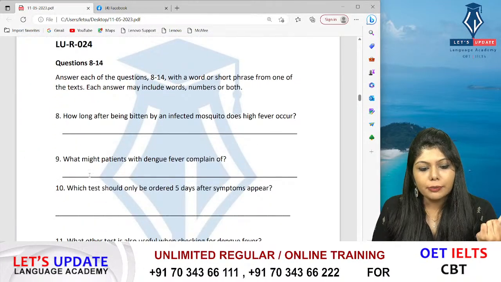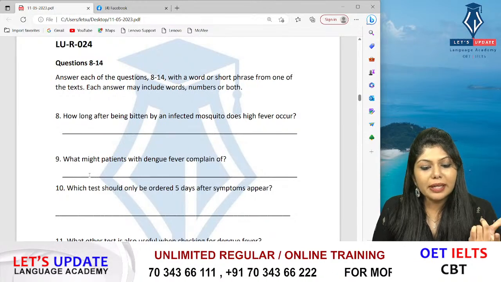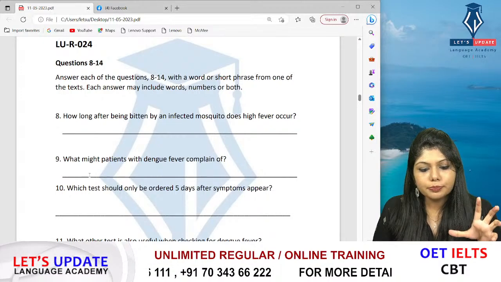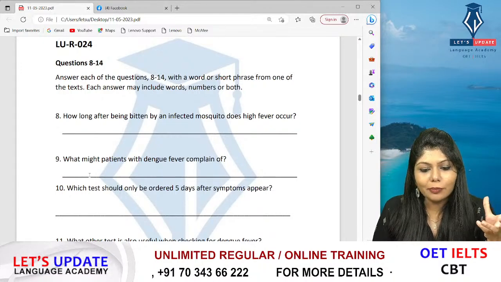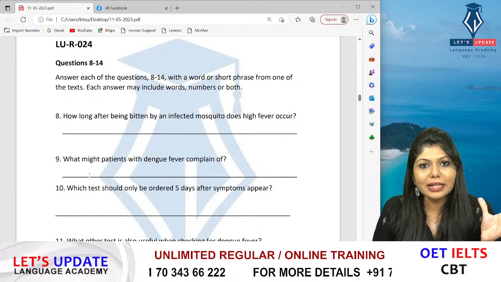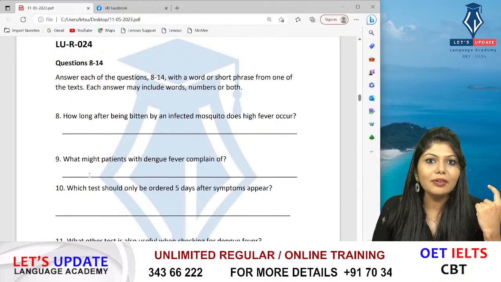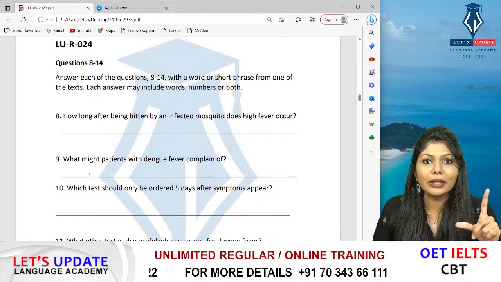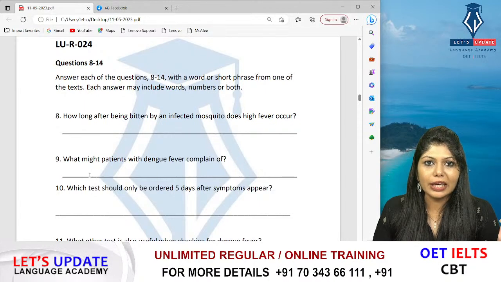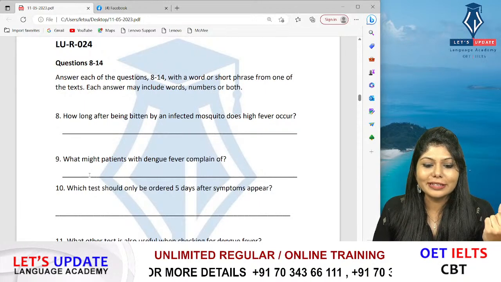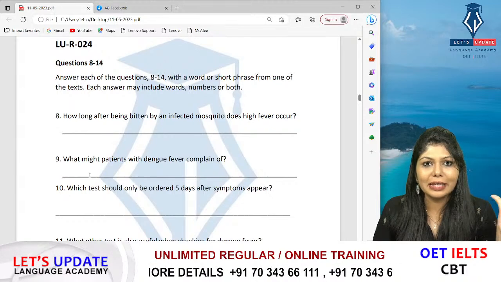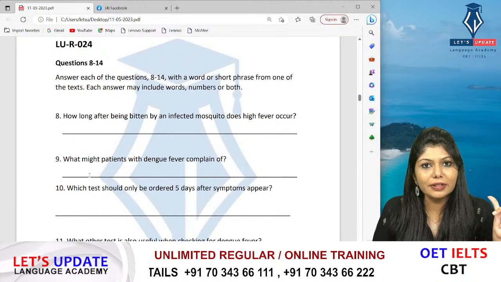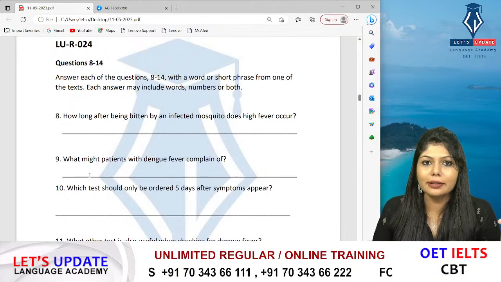For example, look at question number 9. What might patients with dengue fever complain of? That means you will get an idea that this must be some of the signs or symptoms or something like that. So when you read the entire set of text for the very first time, you must have got an idea that signs and symptoms are in this part. So where do you want to look for this information? Whether it's A, B, C, or D, for whichever part you have located this information when you read for the very first time, just go to that part and hunt for the answer.